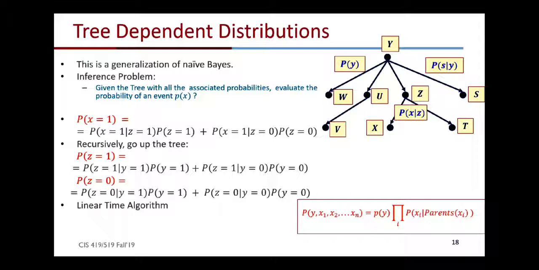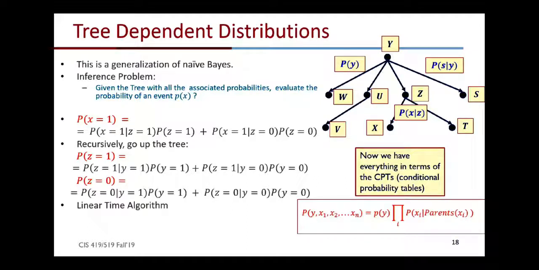So clearly, if the tree was a little bit deeper, you would have to continue this. But as you can see, you can just climb up the path from whatever variable you care about, X, to the root. And eventually, you'll be able to write everything in terms of the CPTs. So that's one case: given a variable, compute the probability of this variable taking a specific value.